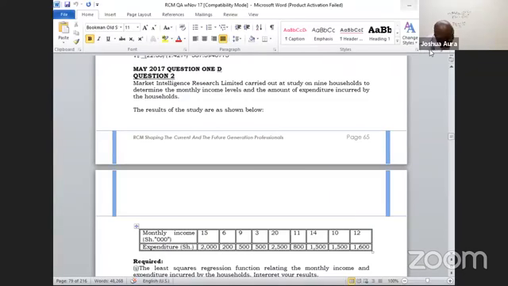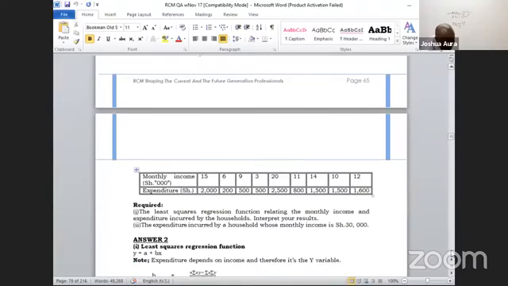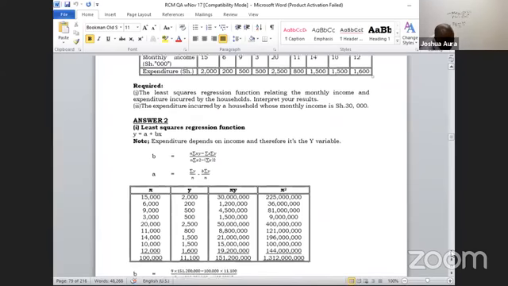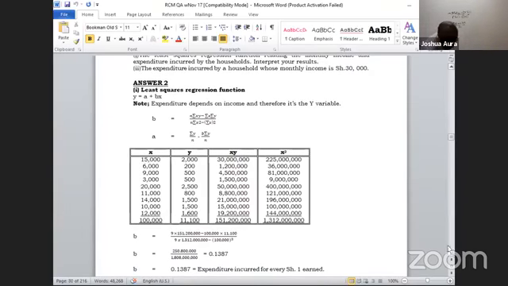So n is 9. When you go to my solution here, ladies and gentlemen, you'll be able to see what I did to get my B. You can see in the formula, n is 9 times the summation of xy, which is 151,200,000, minus the summation of x alone, like that. And I was able to get the value of B.